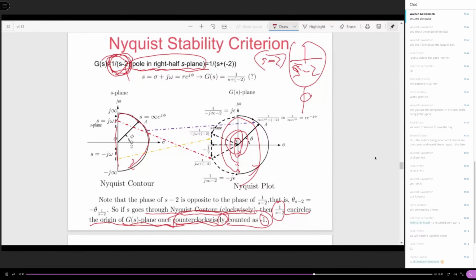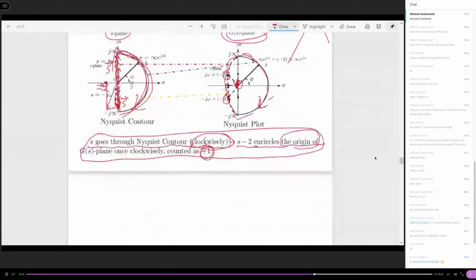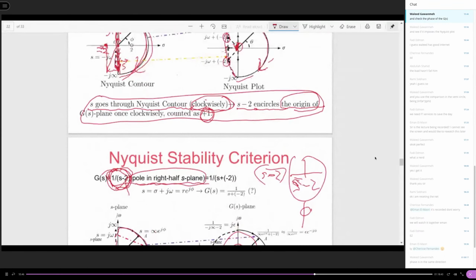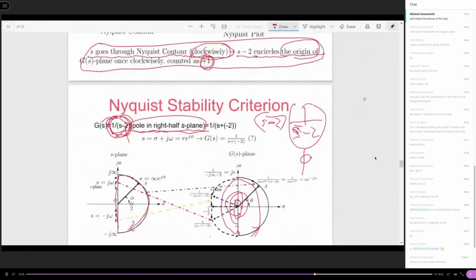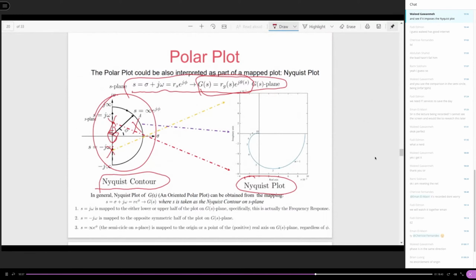Yes, well, you see, like what I said, you see the definition of the Nyquist plot and the Nyquist contour is here. You always evaluate the Nyquist plot based on the Nyquist contour, right? This does not change. It does not matter what kind of transfer function you're going to have. This general principle does not change. It applies always. Okay, Vali, that's a good question.